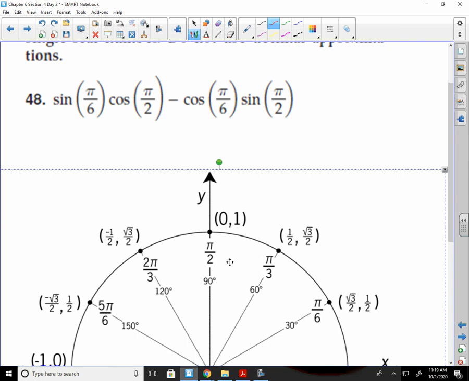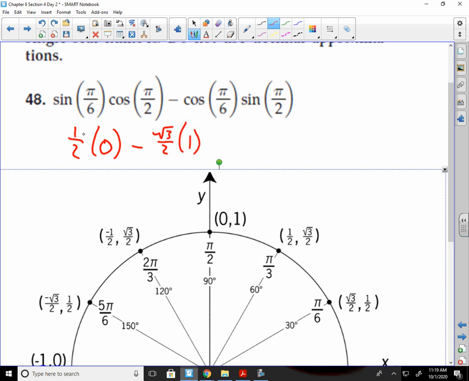Okay, so when I'm doing this, I can look at the sine of pi over 6. Just using my unit circle, the sine of pi over 6 is 1/2. So this whole thing disappears and all I have left is 1/2. Then the cosine of pi over 2. Cosine of pi over 2 is 0. So I have 1/2 times 0 minus the cosine of pi over 6, root 3 over 2, and the sine of pi over 2, which is 1.